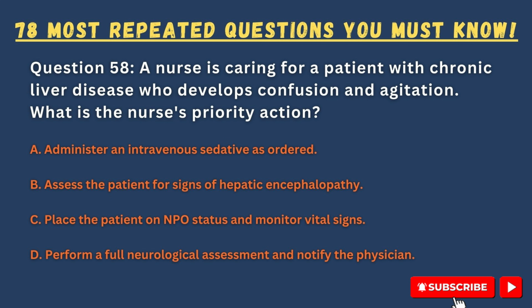What is the nurse's priority action? A. Administer an intravenous sedative as ordered. B. Assess the patient for signs of hepatic encephalopathy. C. Place the patient on NPO status and monitor vital signs. D. Perform a full neurological assessment and notify the physician.